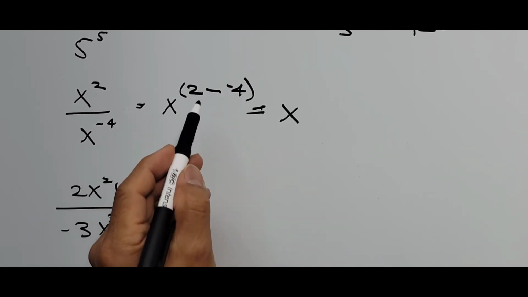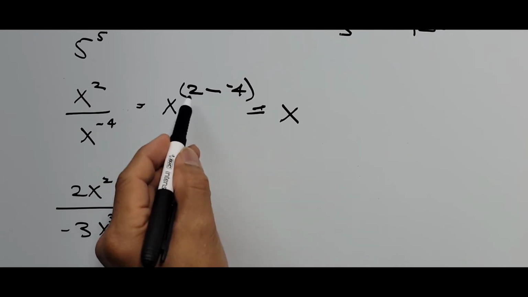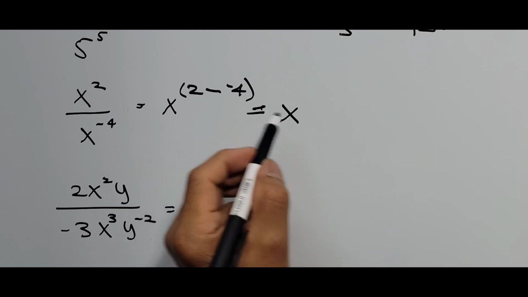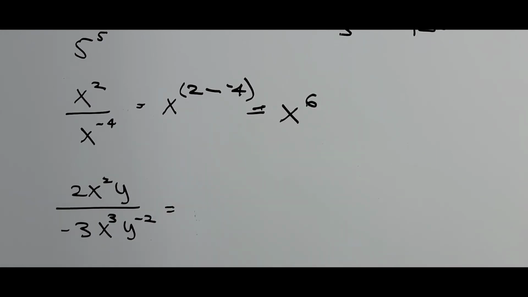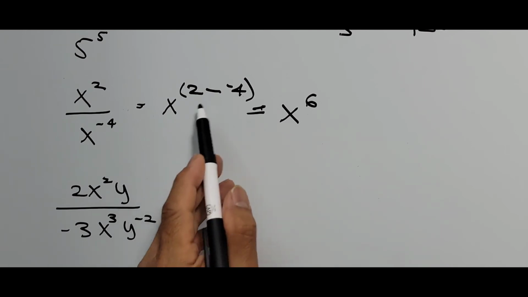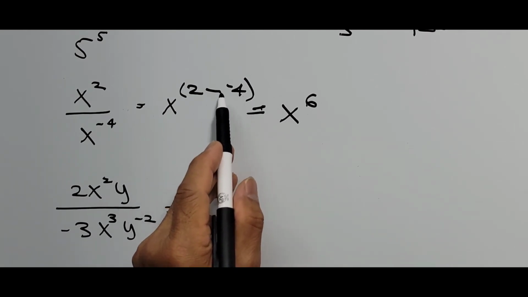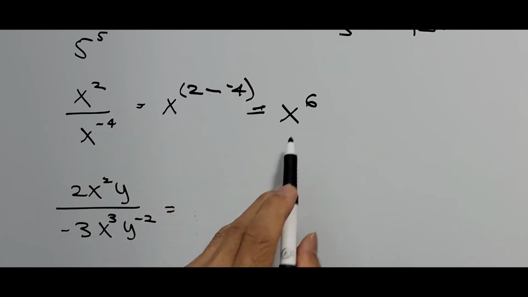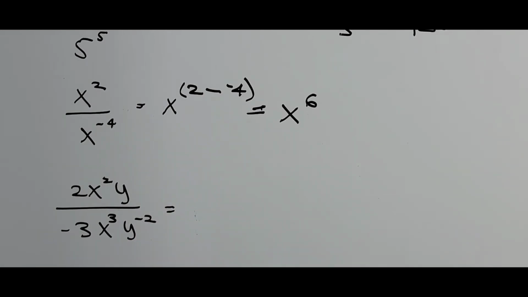So what's the answer? x to the 2 minus negative 4. Two negatives next to each other become positive. It's like you're adding, so it's 6. x to the sixth power.